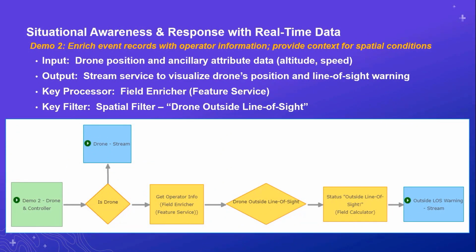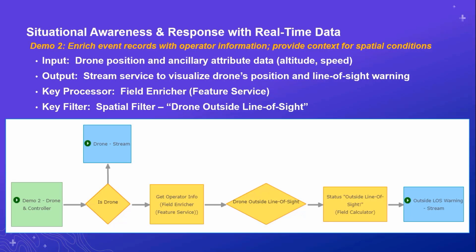So what made that particular demo possible is the GeoEvent service that you see here. So again, on our input, it's the same type of concept. We have the drone's position as well as the controller data for that drone coming in. And we go ahead and filter that just so that we only get the drone's position. On our output, we have different stream services, again, to visualize the drone's position, as well as the line of sight warning that we saw. We could easily set up other types of output connectors to send out types of messages or alerts to devices.